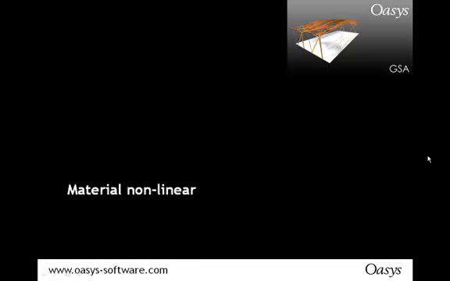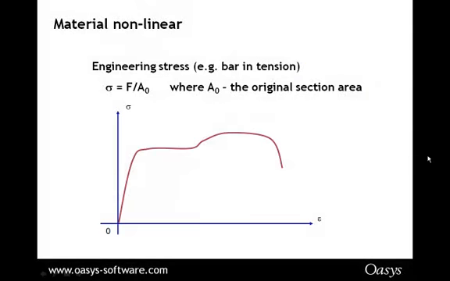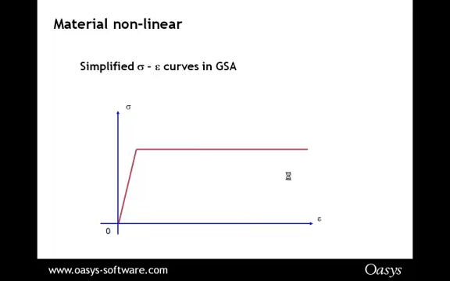Okay. Material nonlinearity. Now, with a real engineering material such as a piece of steel, you'll get a stress-strain curve which looks something like this sketch here. So, elastic range, yield, plastic yield, strain hardening, and eventual failure. With GSA, we take a slightly simplified version of this, which has a linear elastic part and the yield stress, and then a constant plastic stress. Now, this enables us to form plastic hinges and elastic plastic hinges as well, which we'll see.